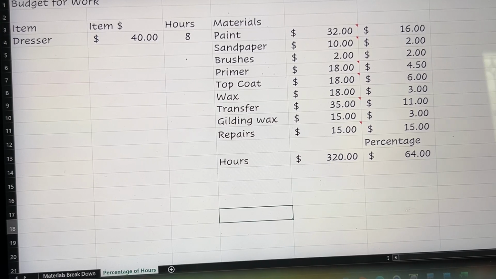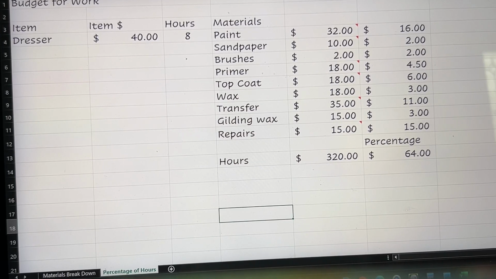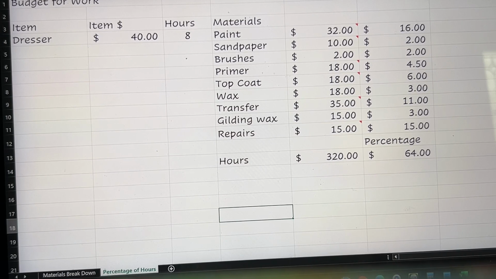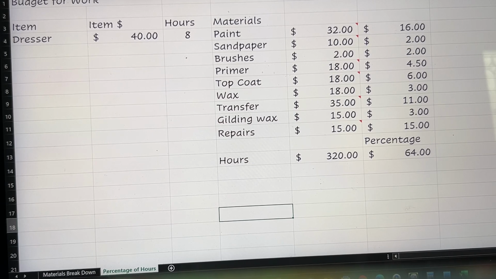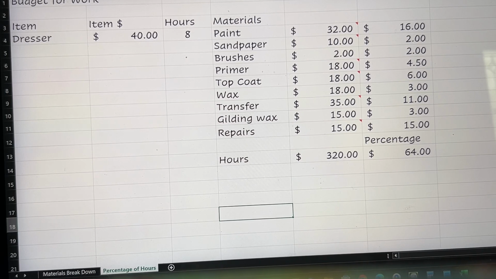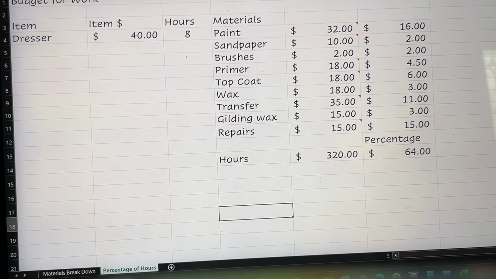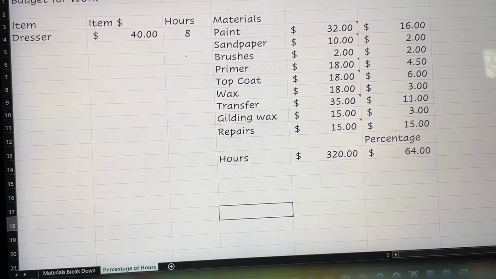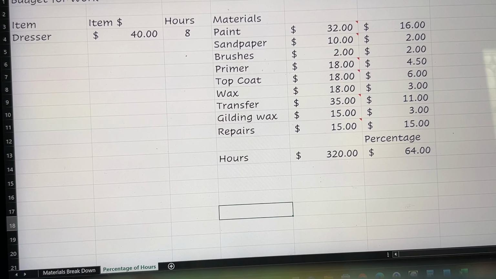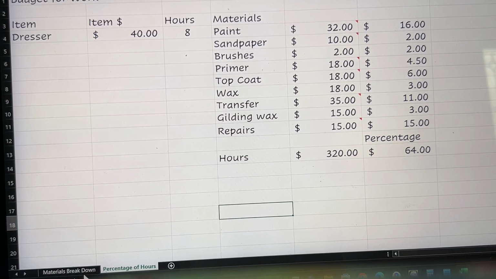Today I'm sharing my computer screen with you to go over how I price my items for sale. Every once in a while I get this question of, how do I manage putting pricing on refinished furniture or even restoration? So right here I have a computer screen, and I'm going to break it down. I'm going to start from the beginning, but this is what it ends up looking like.